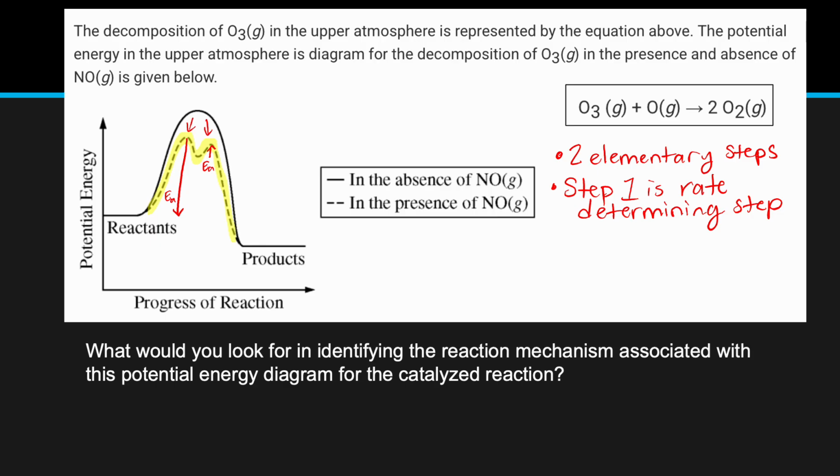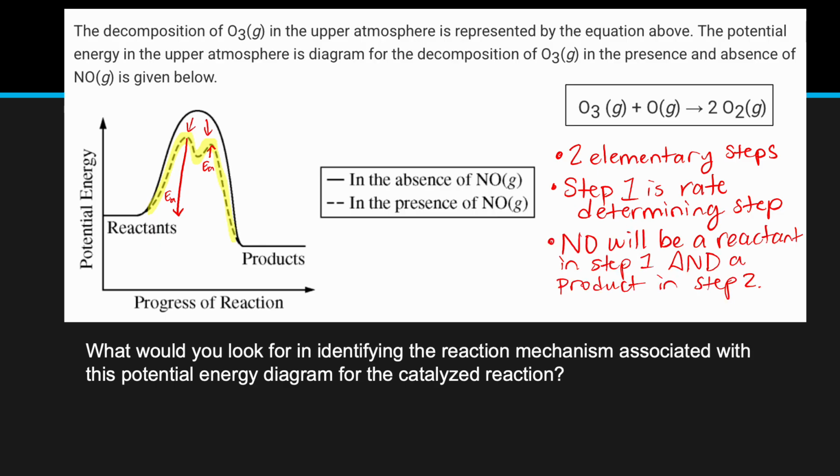And then finally, because we can assume that NO is our catalyst, we need to look for a mechanism that shows NO as a reactant in step 1 and as a product in step 2. And knowing those three things is going to help you easily identify which of the mechanisms are correct for this reaction.